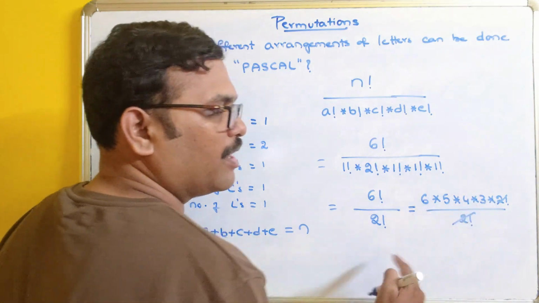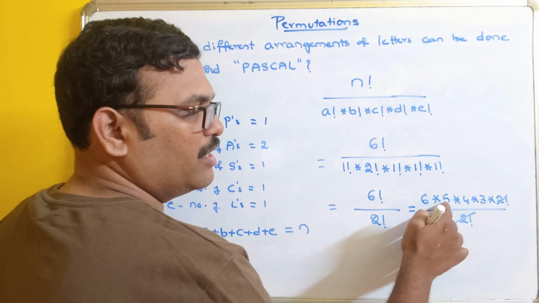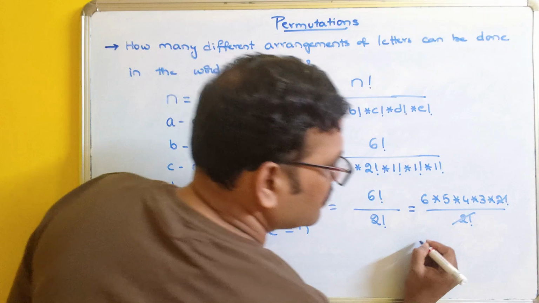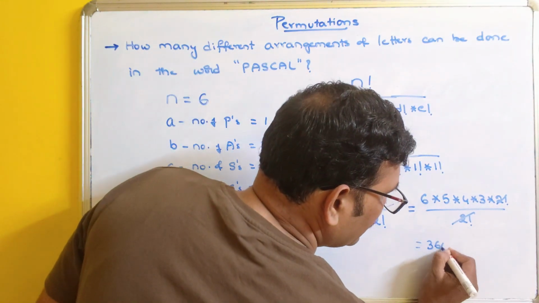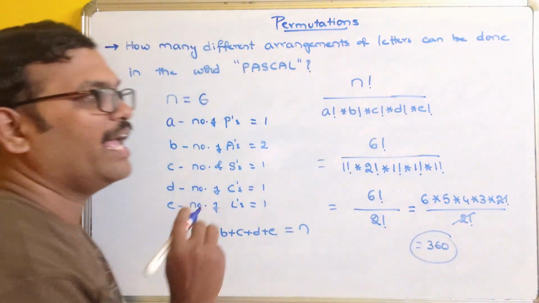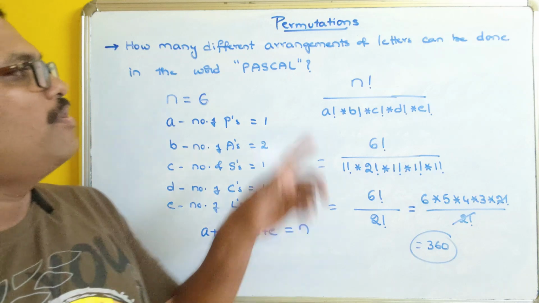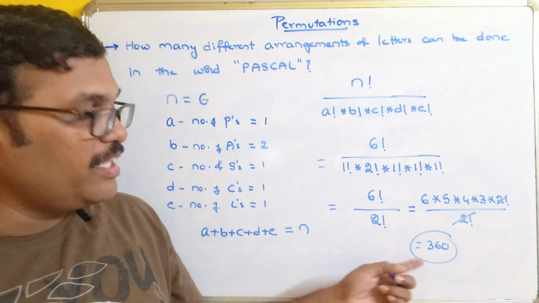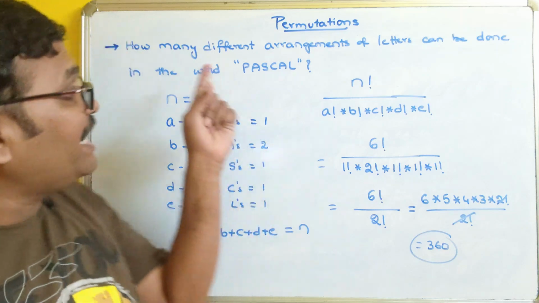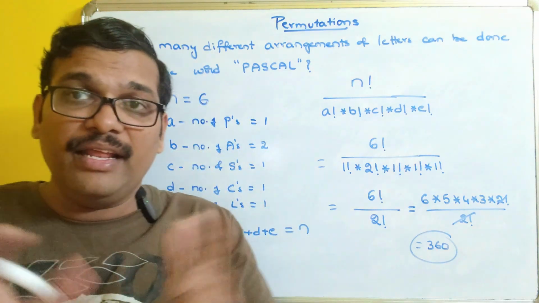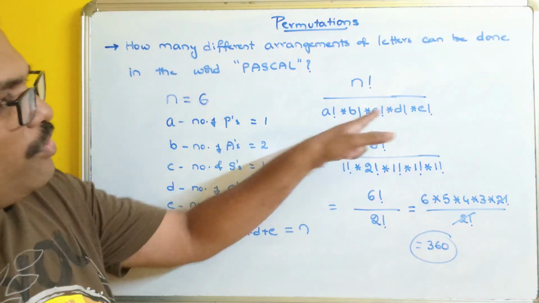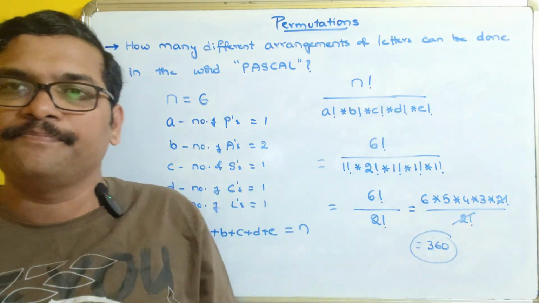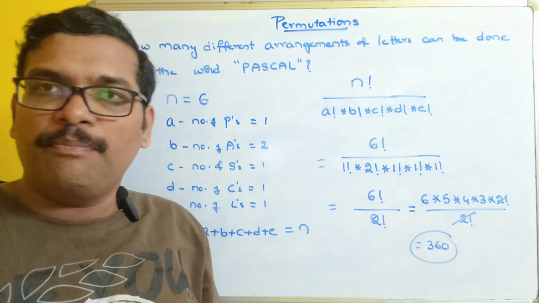Okay, right? So 3 4 12 and 12 5 60, 66, 360. So there are 360 possible ways we can arrange the letters of the word Pascal. That means with repetition. So this will be the result. For such kinds of problems, that means if there are any repetitions, then we have to go with this particular formula. Okay, so one more example we'll see.